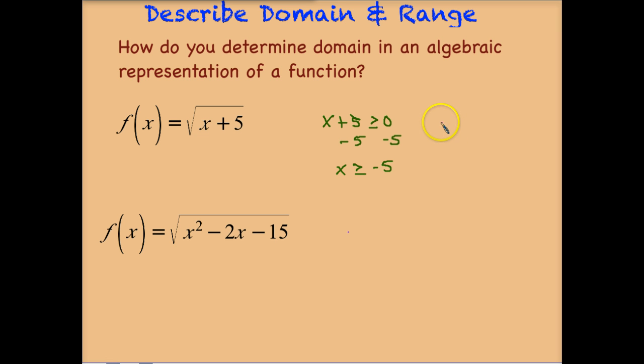Let's write that in interval notation. How would we do that? Well, since we can be equal to negative 5, we would have our bracket, and then any number greater than that, so we would go to infinity.